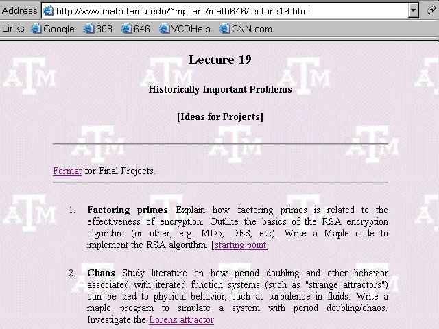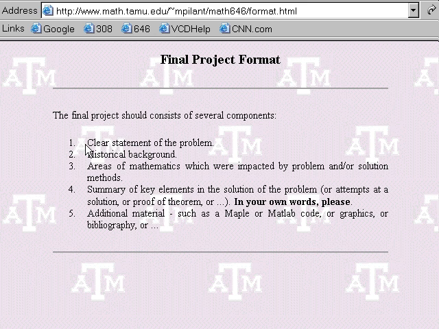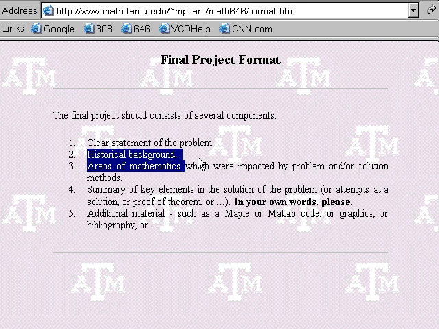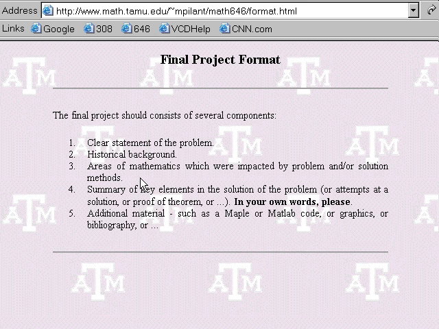So again, the idea is to choose one of these 10 topics or suggest your own and look at the format, namely give a clear statement of the problem, explain clearly what it is that you're going to be describing, go through as extensive a historical background as you have time to do. Now, we have almost a month to work on this, so I expect to assist you if you get stuck or interact with you if you have questions on what you're going to be doing.